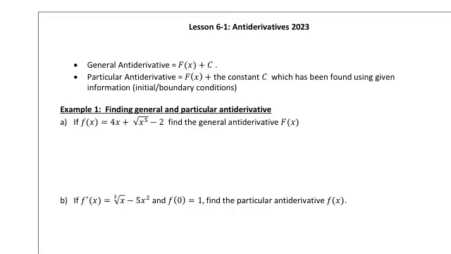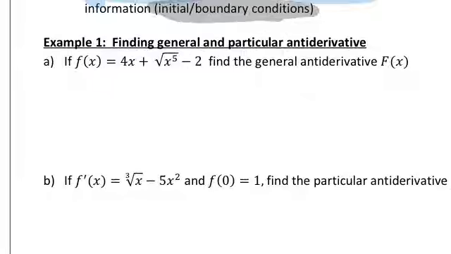Okay, so we've talked about the general antiderivative, that is the big F plus c. We could also talk about a particular antiderivative, which is going to be cases where we find the c. We find the constant using what we call initial or boundary conditions. And I'll give you examples of how we do that. So first of all, here are a few examples of both the general and the particular.